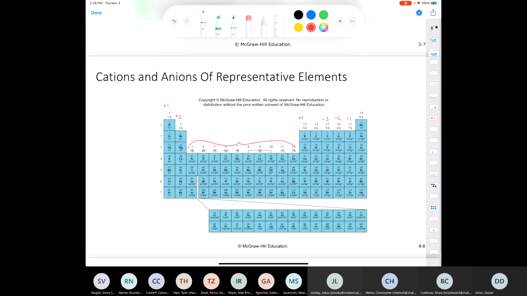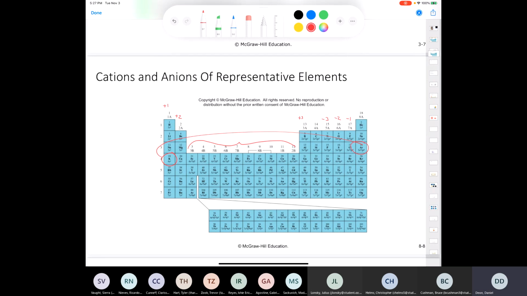Well, it works like this. Elements have an identity crisis, okay? They are going to gain or lose electrons so that they can have the same number of electrons as the nearest noble gas. Notice I didn't say any noble gas, the nearest noble gas. Take, for example, potassium. If we look at potassium, what's the nearest noble gas to potassium? The answer is argon, right?